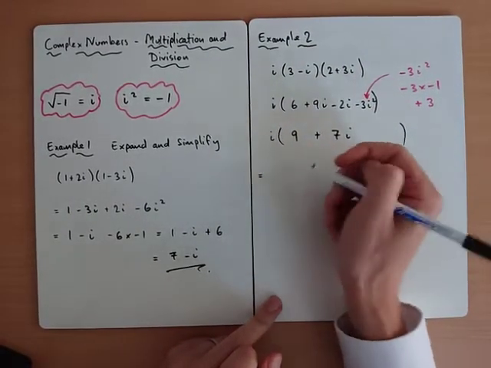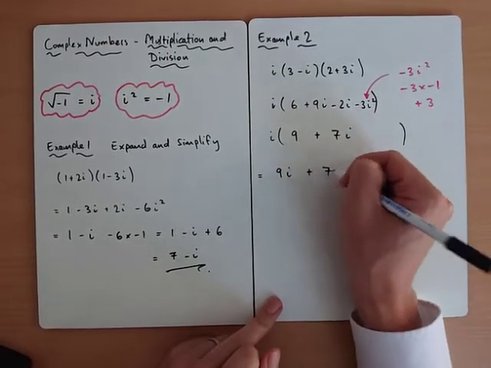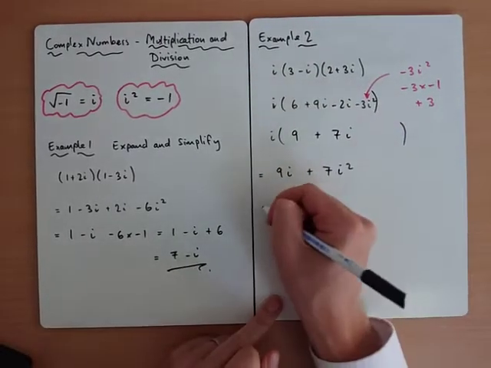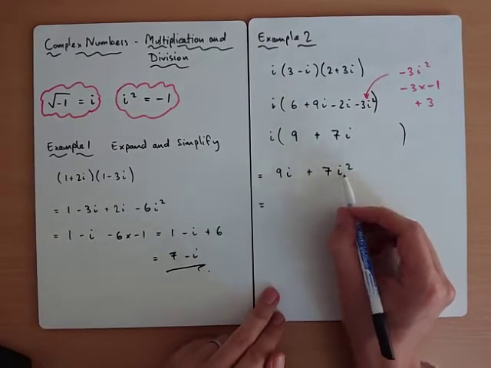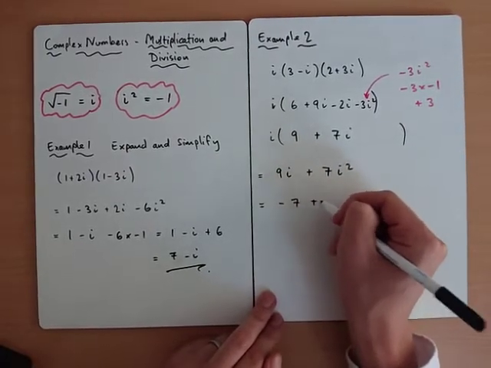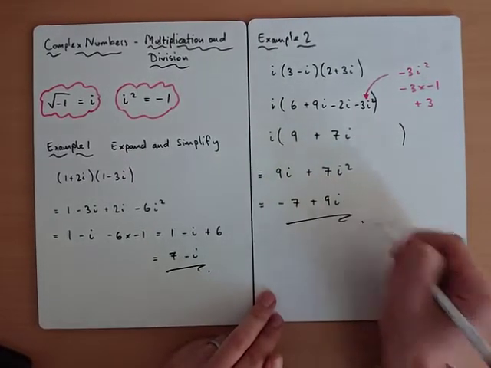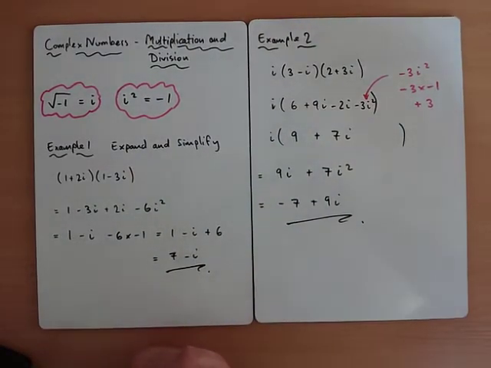And then we expand it out, so that becomes 9 plus 7i squared. Don't think you're done there. i squared is minus 1, so 7i squared is 7 times minus 1. So we actually get minus 7 plus 9i. Okay. Next, let's look at dividing complex numbers.